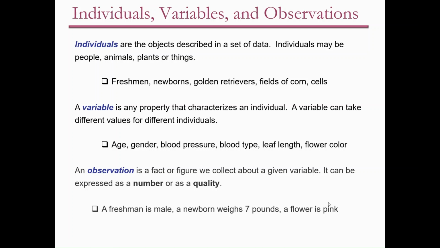So, when we say observation, we are literally talking about a single observation. If we are studying freshmen and we're curious about their gender, we might say a freshman is male. That would be considered one observation. Or again, if we're talking about newborns, an observation would be that this one particular newborn, maybe randomly selected, weighs 7 pounds.